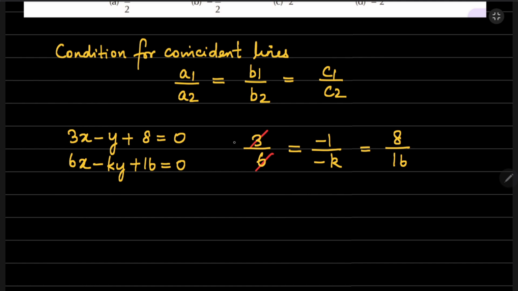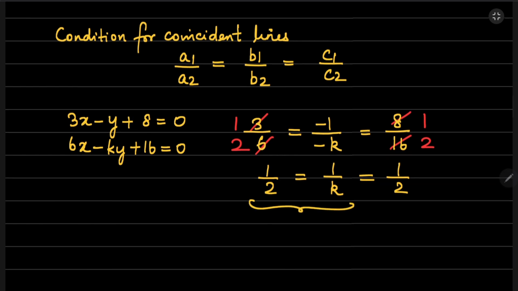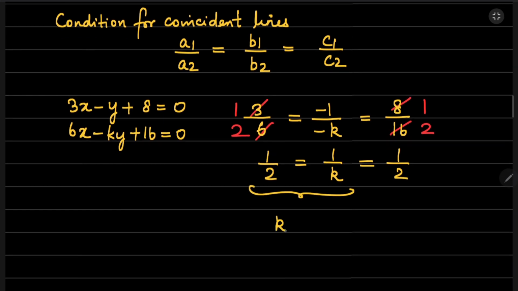When you cancel it, what do you get? Here you will get 1 by 2. Here also you will be getting 1 by 2. So 1 by 2 is equal to 1 by k, the minus minus will get cancelled, is equal to 1 by 2. So take any two ratios and cross multiply. What do you get k as? k will be equal to 2.